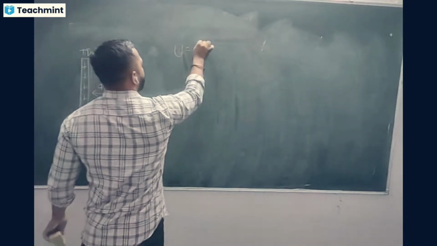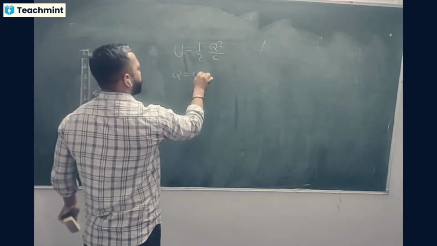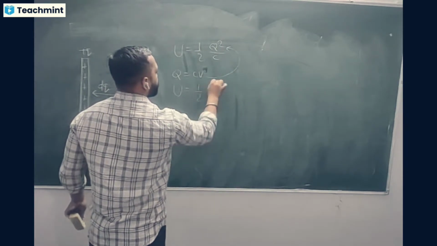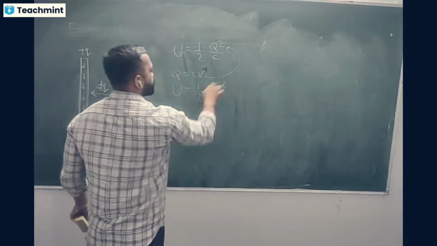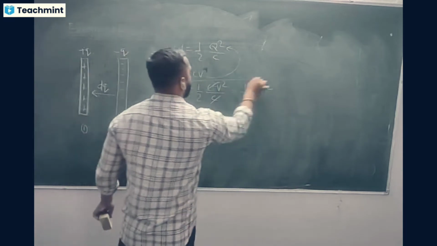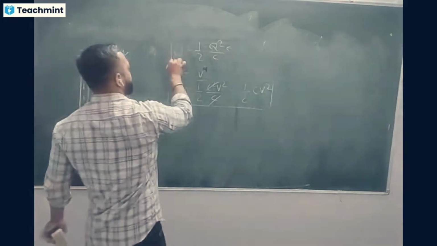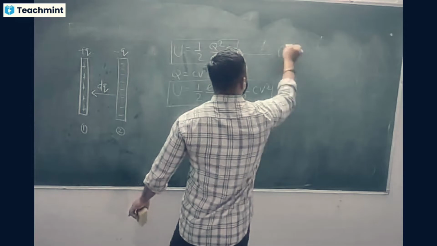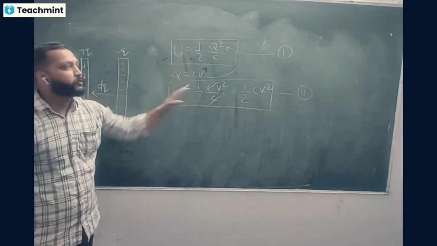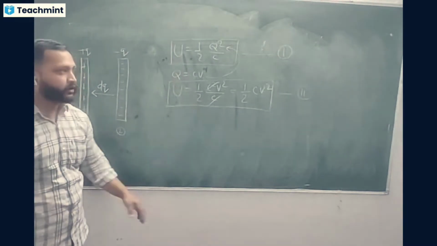It is given by half Q square upon C, and we know that Q is equal to C into V. If we put the value over here, U will become half C square V square upon C. C gets cancelled, and it will become half CV square. So this is another formula of potential energy, or generally energy stored in a capacitor. This is the first formula, and this is the second one. One is U equals half Q square upon C. The other one is U equals half CV square.